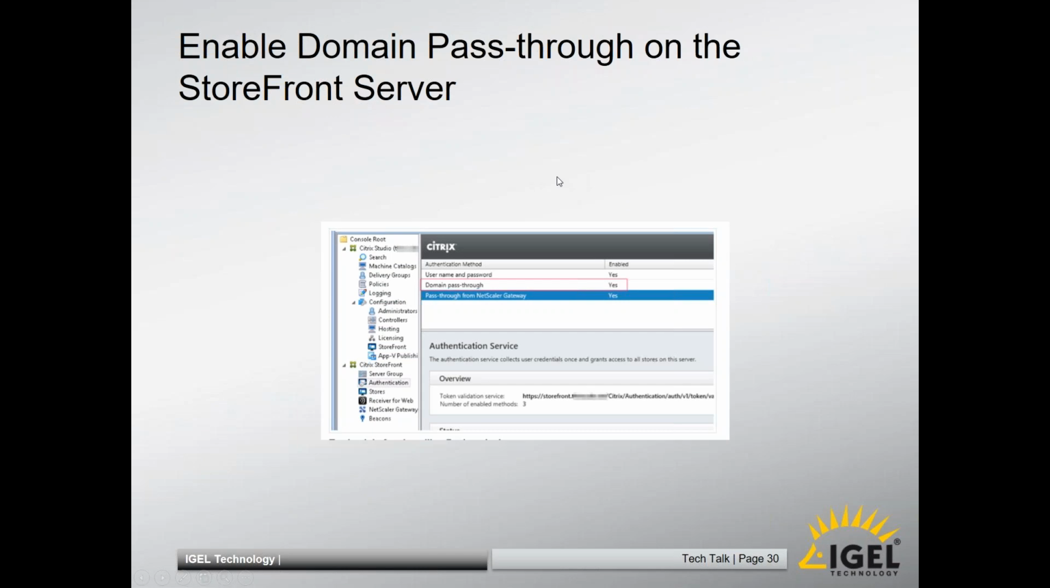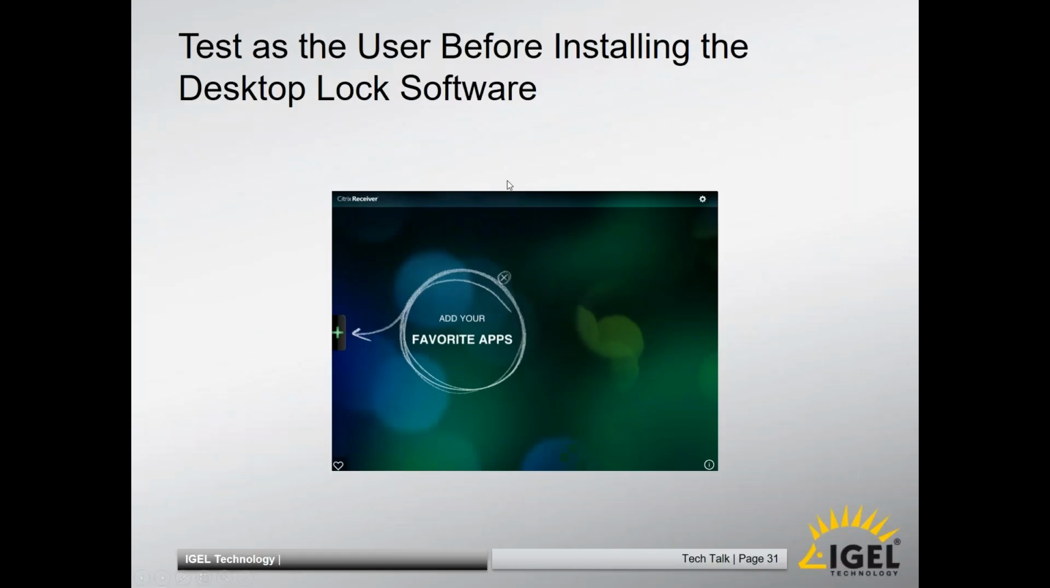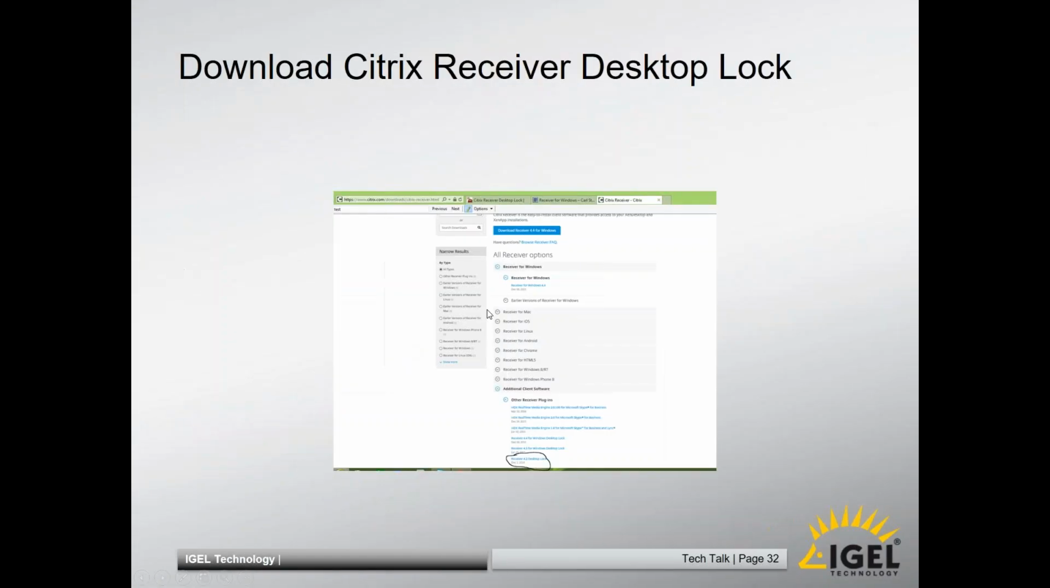You have to enable domain pass-through on your storefront server, and then you test. The reason that's important to test is because before you add the Citrix lock software, you want to make sure this thing's working, because once you lock it, you really can't do a whole lot of out-of-band testing. So it's very important that you make sure this works, and if you ever get in a situation where it doesn't work, you have to uninstall the lock software. So let me just continue here.